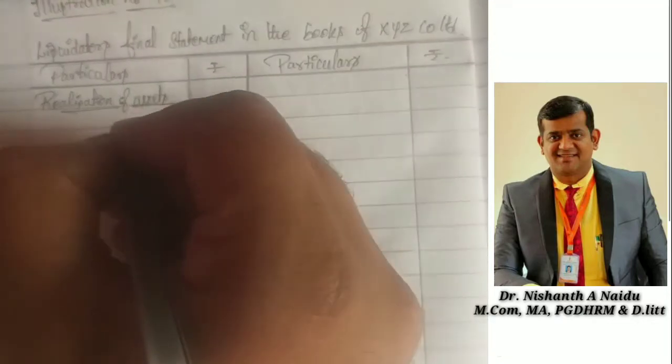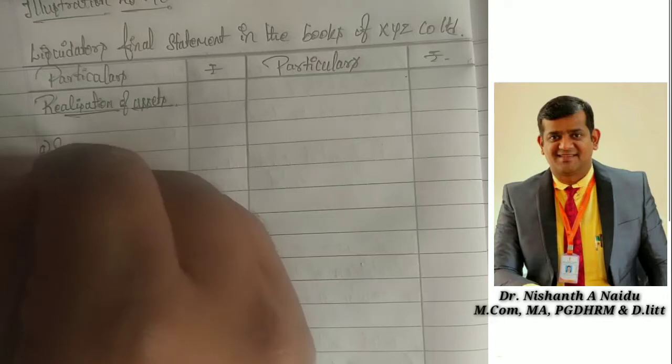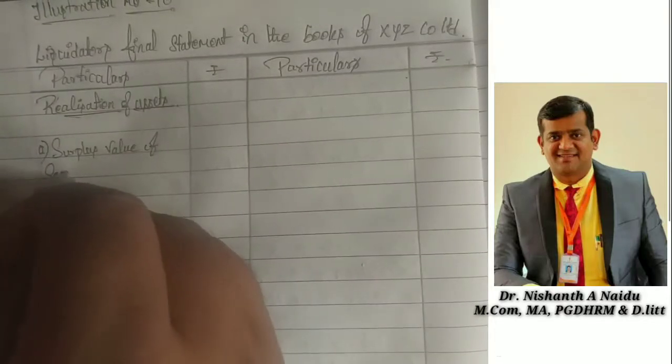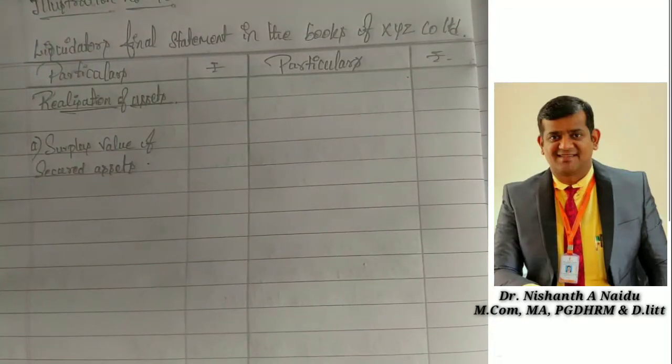Realization of assets. Under that, first, surplus value of secured assets realized. Surplus value of secured assets. See, in the problem it said clearly that creditors include a sum of rupees 75,000 secured on buildings. So it clearly said secured on buildings. So in such a case, that should be considered as a secured asset.